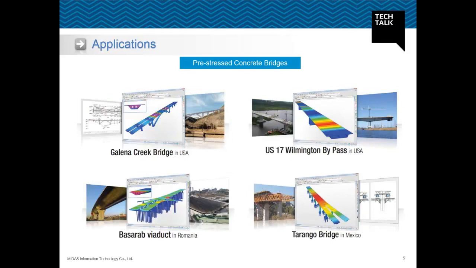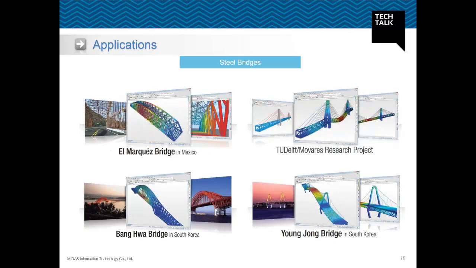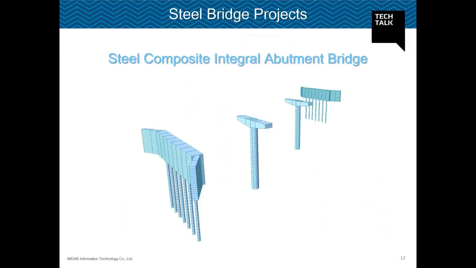Then there are applications for pre-stressed concrete bridges, steel bridges, and now when it comes to steel composite, we have an application of a steel composite integral abutment bridge. This includes the wing walls, abutments, piles, you name it.